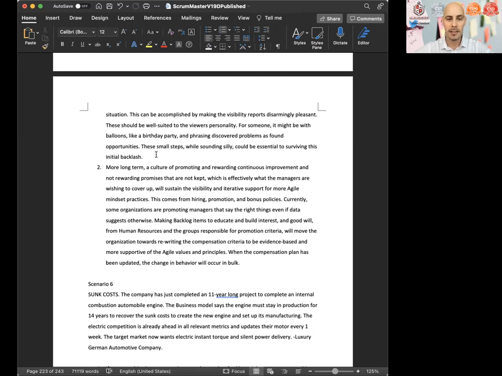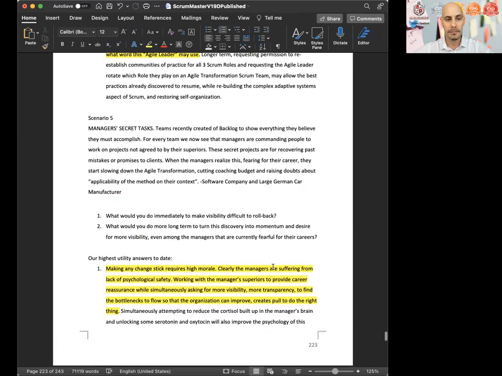Currently, some organizations are promoting managers to say the right things, even if data suggests otherwise. Making backlog items to educate and build interest and goodwill from human resources and the groups responsible for promotion criteria will move the organization towards rewriting the compensation criteria to be evidence-based and more supportive of the Agile values and principles. When the compensation plan has been updated, the change in behavior will occur in bulk.